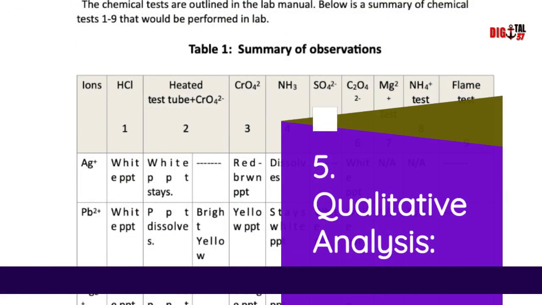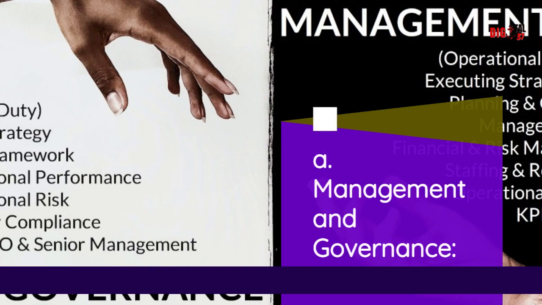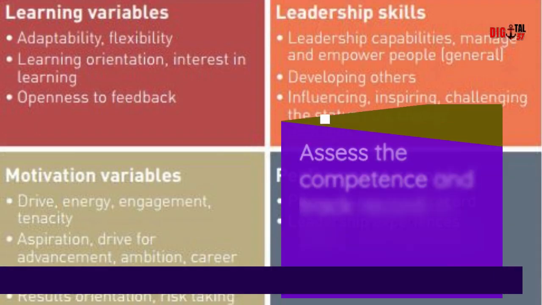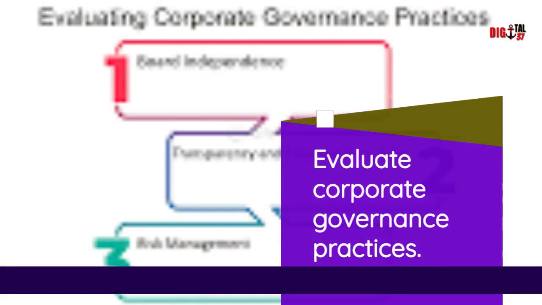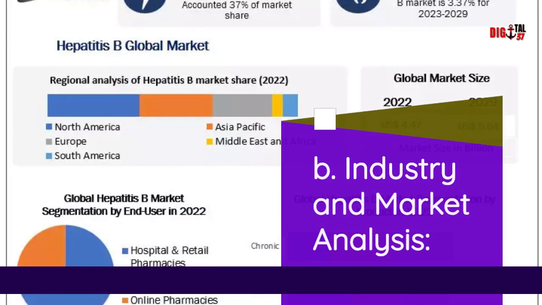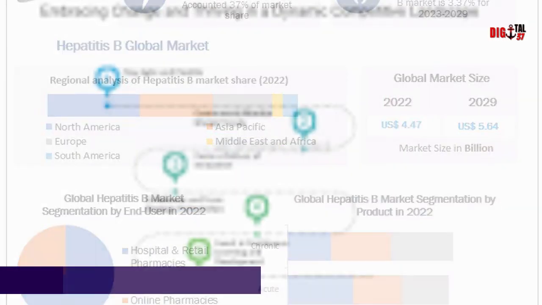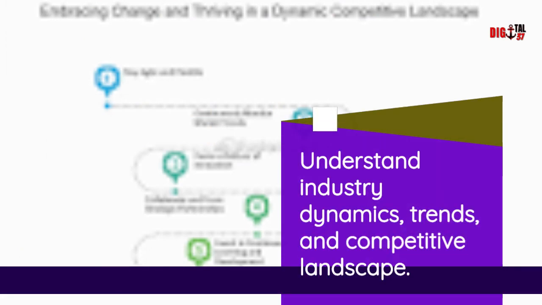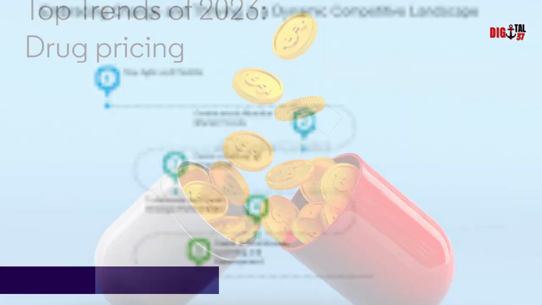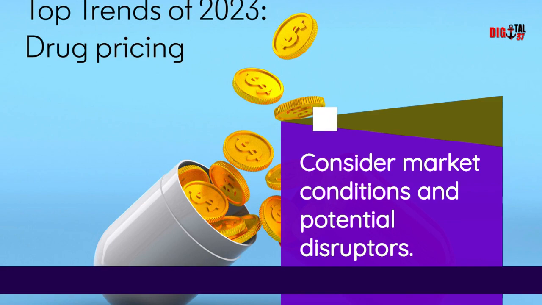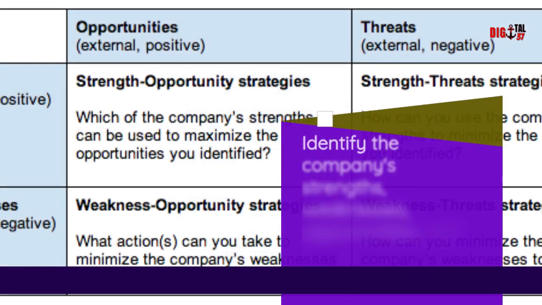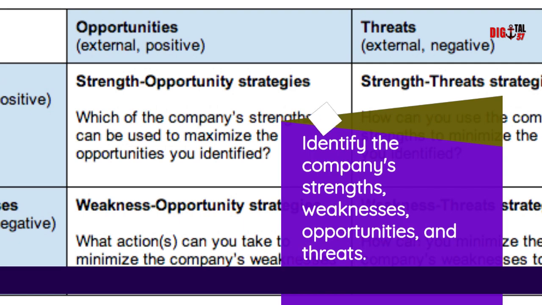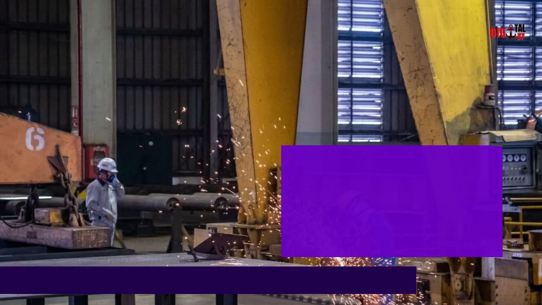5. Qualitative analysis. A. Management and governance. Assess the competence and track record of the management team. Evaluate corporate governance practices. B. Industry and market analysis. Understand industry dynamics, trends, and competitive landscape. Consider market conditions and potential disruptors. C. SWOT analysis. Identify the company's strengths, weaknesses, opportunities, and threats.